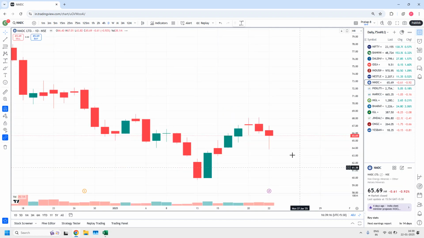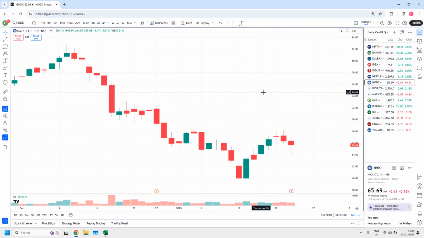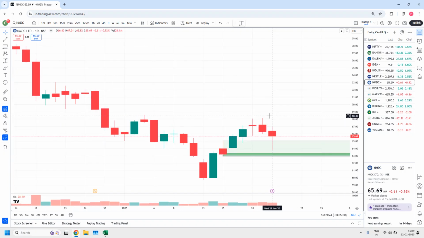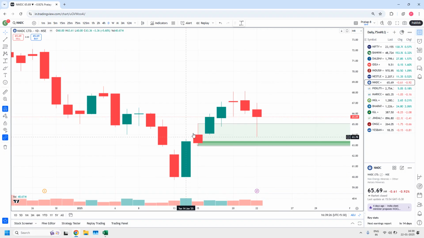Next one is the NMDC. We are in the daily time frame. We have rally base rally. Prices came somewhat close to the fine tuned area, but that is not good enough to get the trade. So that's why we didn't get a trade here.